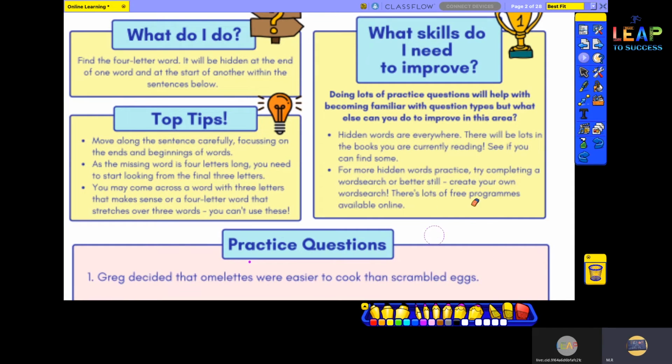Okay, let's move on. So let's have a look at this example below. Okay, so what I would do first is I'm looking through. It says, Greg decided that omelets were easier to cook than scrambled eggs. Okay, so let's have a look. So we start off with the last three letters, REG and D. No, that doesn't form a word. Then I would move on to the last two, EG and DE. No, that doesn't form a word. And G and D don't go together. So therefore, it cannot be here. So we know that's not going to work.